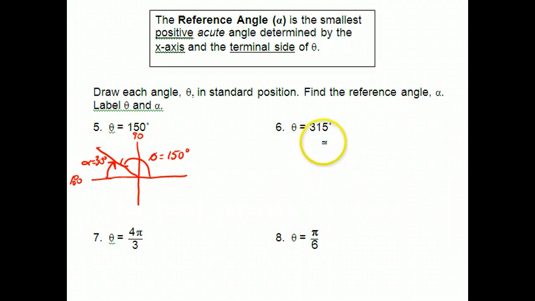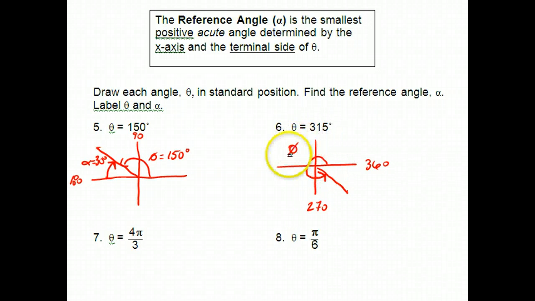Okay. Let's try another one here. Let's try 315. So let's map out 315 here. So I know that 360 is all the way out to here, right? And this one down here is 270. So 315 is going to cut those two in half. Okay, so I come all the way around to 270 and add another 45. And right there is theta, which is equal to 315.